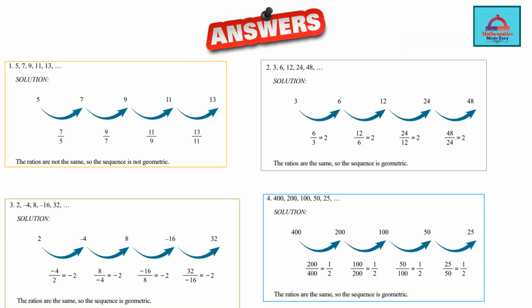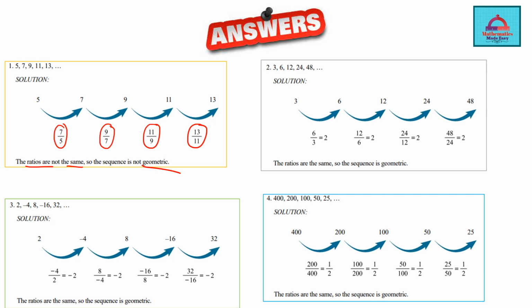In the first question, we have terms 5, 7, 9, 11 and 13. You take any term like 7, divide with the previous term 5, you get 7 over 5. Similarly, 9 over 7, 11 over 9 and 13 over 11. Now all of them are different. They are not the same. So the ratios are not the same. So there is no common ratio. Therefore, the sequence is not geometric.